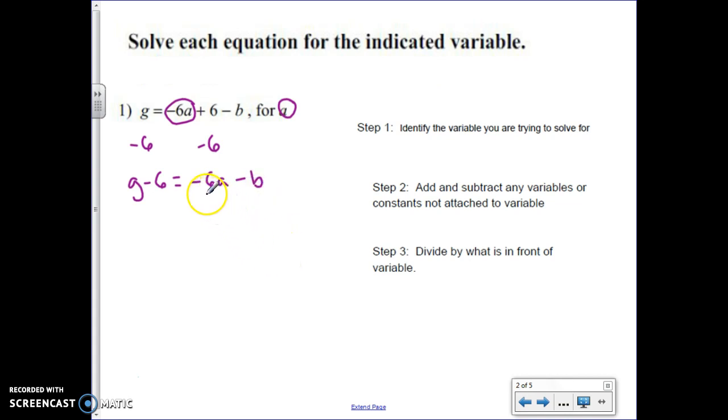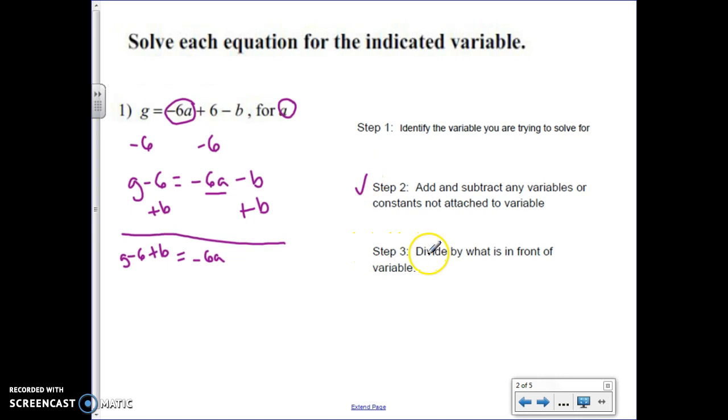Now, is the a by itself yet? No, so I have to get rid of the minus b. How do I get rid of a minus b? I'm going to add b to both sides. So I end up with negative 6a equals g minus 6 plus b. All right, so step 2 is done.